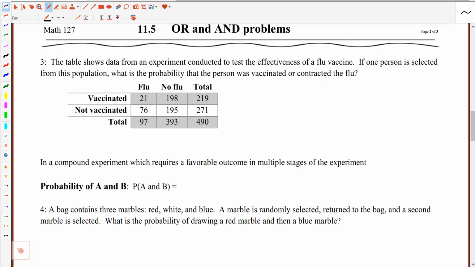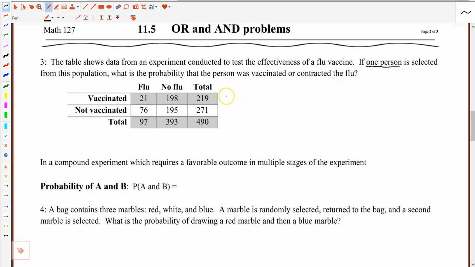In this next example, we're going to take a look at finding an OR probability by pulling information out of a table. The table will show data from an experiment conducted to test the effectiveness of a flu vaccine. If one person is selected from this population, what is the probability that the person was vaccinated or contracted the flu? Notice that this is going to be a single-stage experiment.